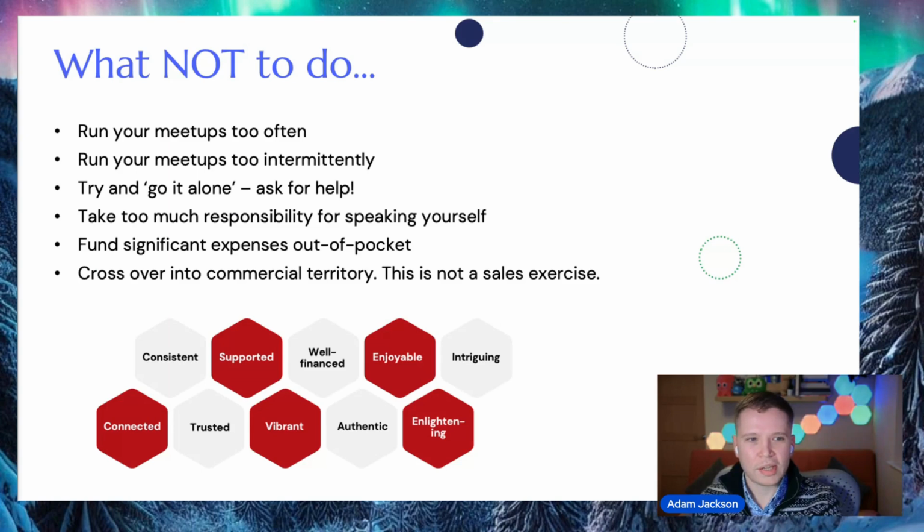The biggest don't is, and the first two contradict each other, of course, don't run your meetups too often, but also don't run your meetups too intermittently. So try and find the right cadence to run your event. If you run your meetups too often, you'll be tired, but your community, your audience will also be tired as well. If, on the other hand, you run your meetups too intermittently, then people will kind of forget that you're there. In the UK, I tend to recommend every 2 to 3 months is a great cadence.